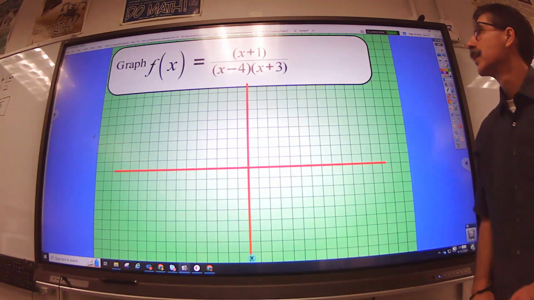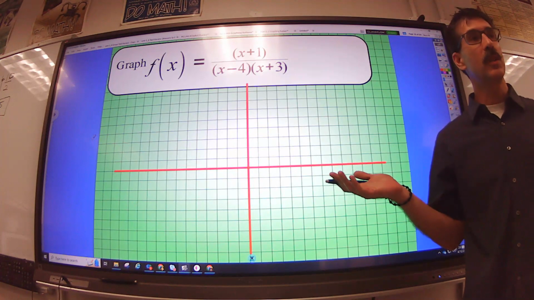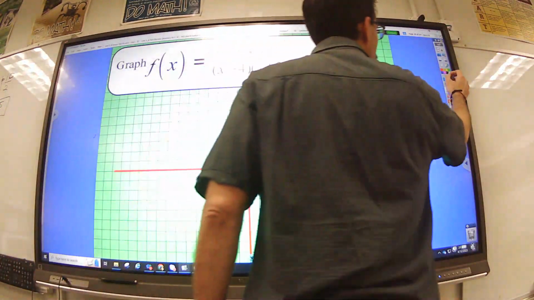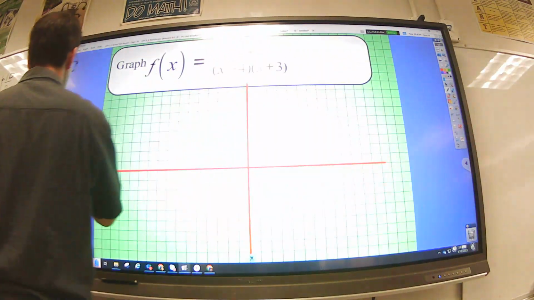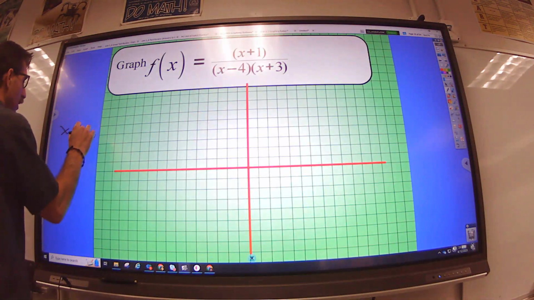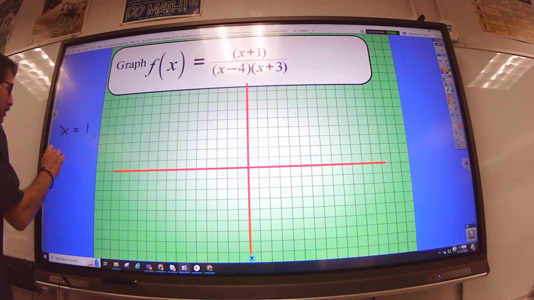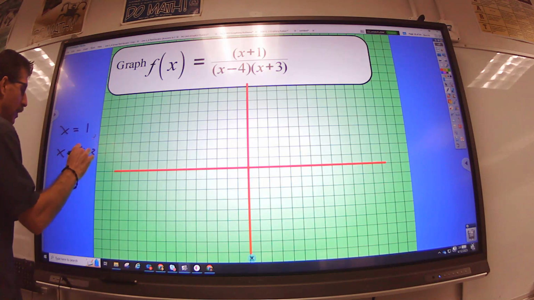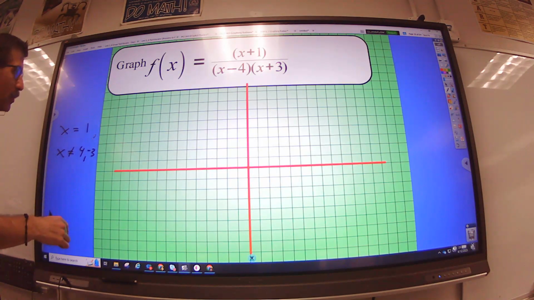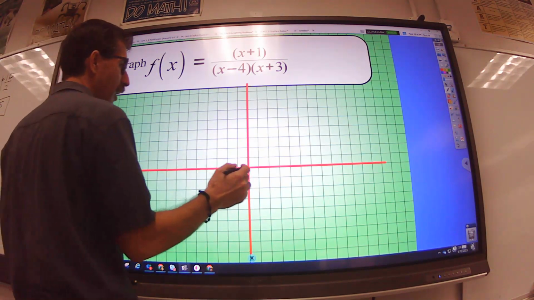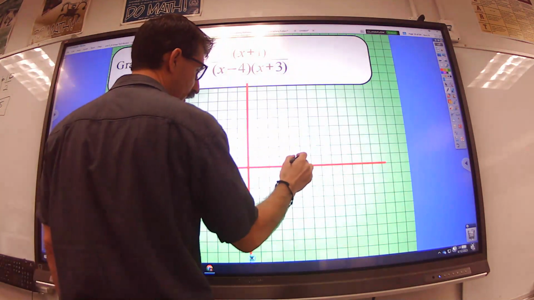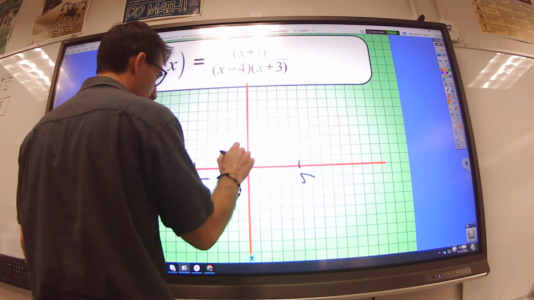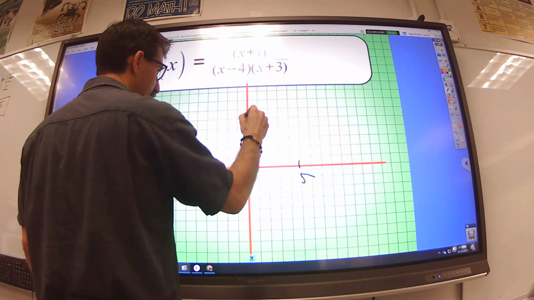Okay, here we go. So let's find our zeros first. What are our zeros? So we yell it out. X equals -1. What are my asymptotes? What can x not equal? 4 and -3. Set it equal to 0, factored, it's already factored. So let's go ahead and 1, 2, 3, 4, 5.